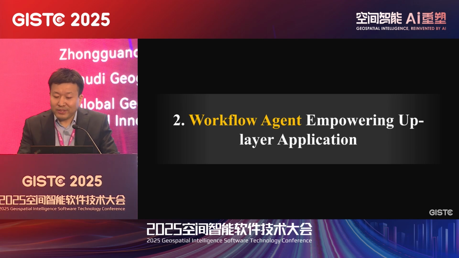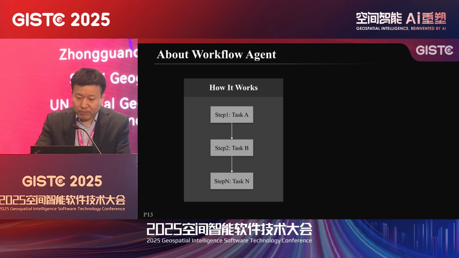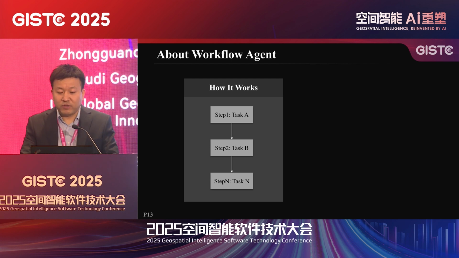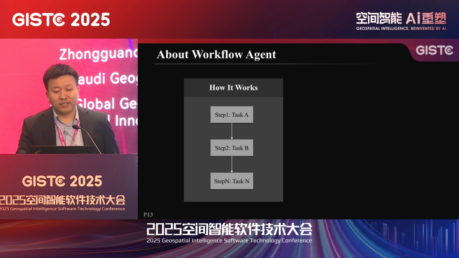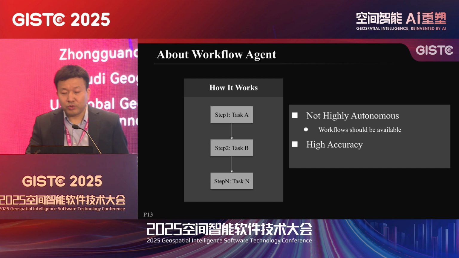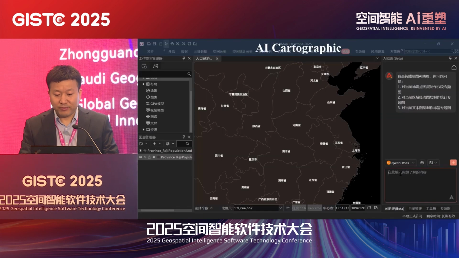Okay, then how does workflow agent empower applications? Now I will give a brief introduction about what workflow agent is. Compared with knowledge agent, workflow agent can automatically dispatch GIS tools with a workflow, but the workflow should be available. It means you must build the workflow manually first. So it's a middle level application of AI agent.